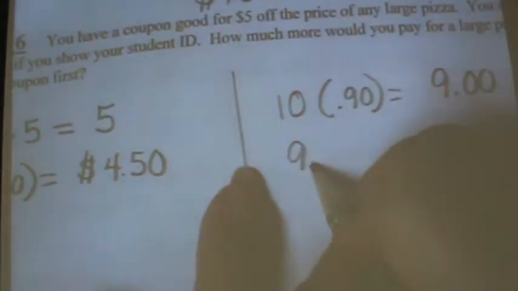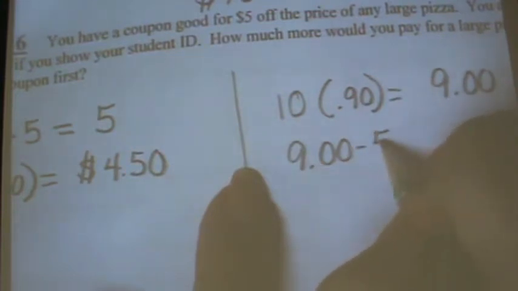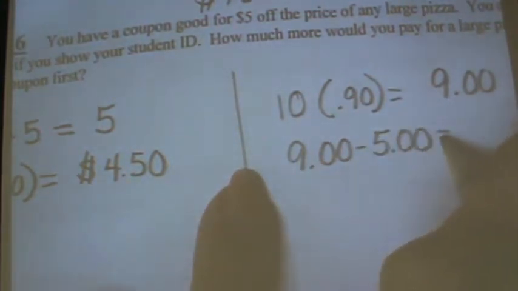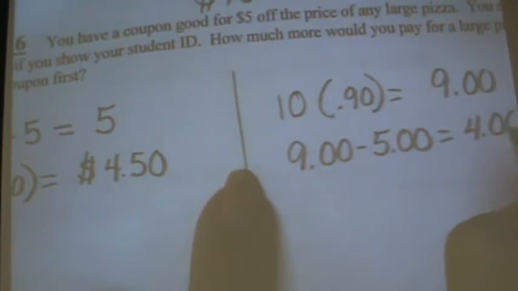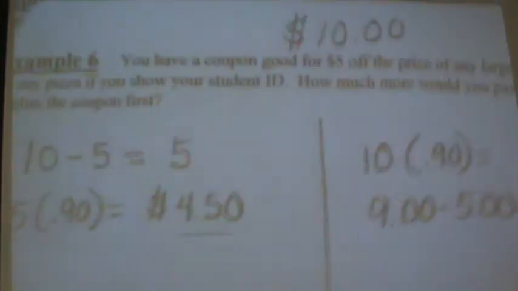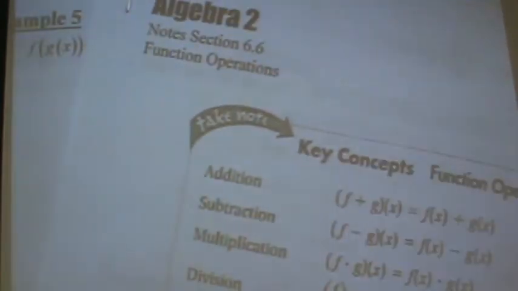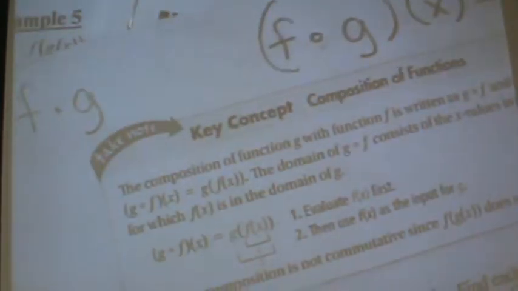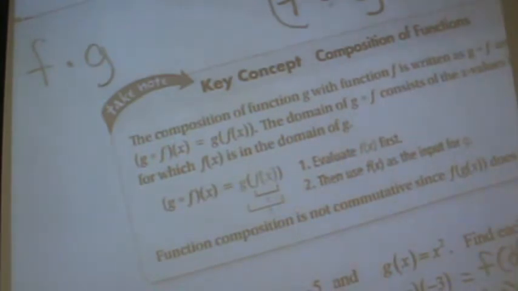Now we're going to apply our coupon. You're only paying $4. So how much of a difference is it? 50 cents. Now, I did it with a bunch of different examples. Let's see if I can find it. I can't find it. I tried different dollar amounts. I have it right here.